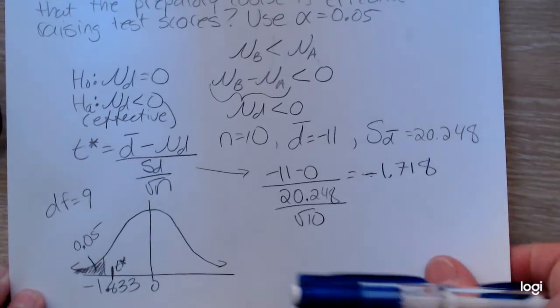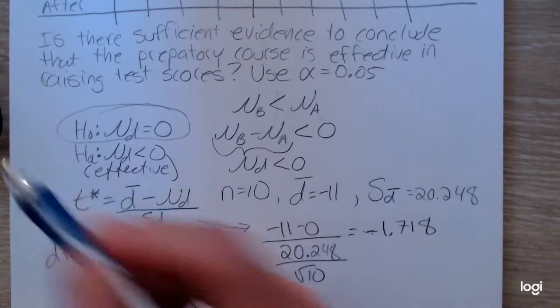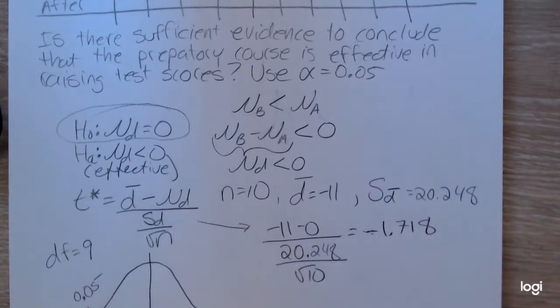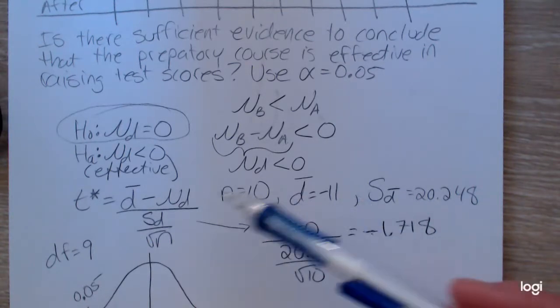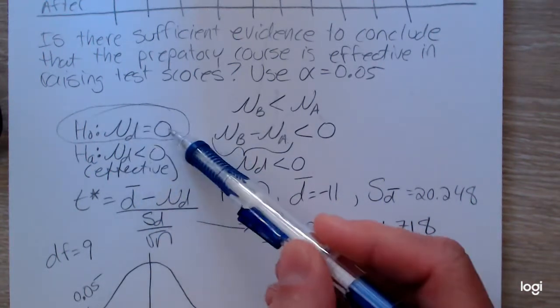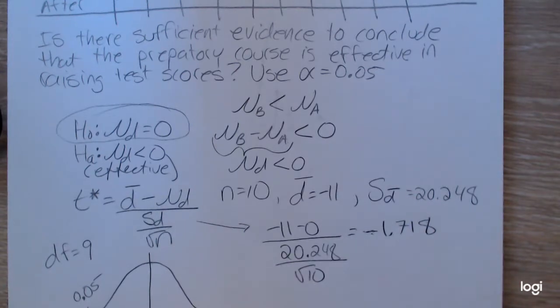So if we're failing to reject the null, to answer the question, is there sufficient evidence to conclude the preparatory course is effective? To answer that, there is not sufficient evidence to conclude that the preparatory course is effective, because we're failing to reject the null, and the null is the statement that there is no difference.